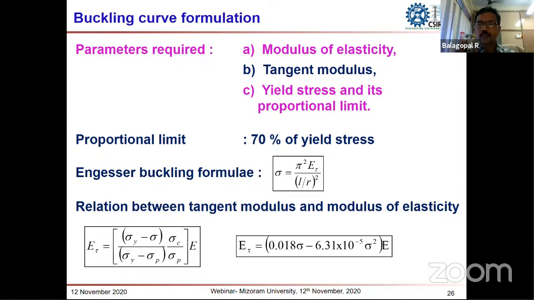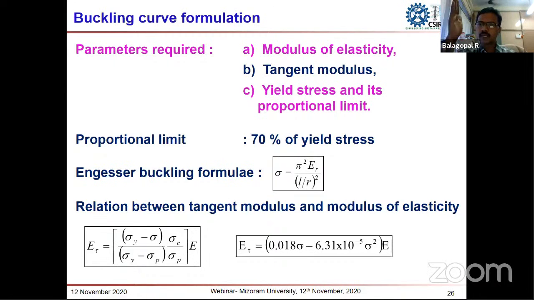This tangent modulus has to be computed based on the stress strain curve. That is, we will conduct a coupon test for a particular cross section. From the stress strain curve of this cross section, suppose we are taking an angle section and conducting a coupon test, we will get a stress strain curve.